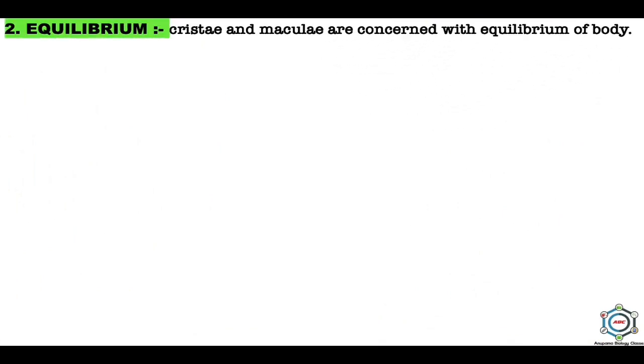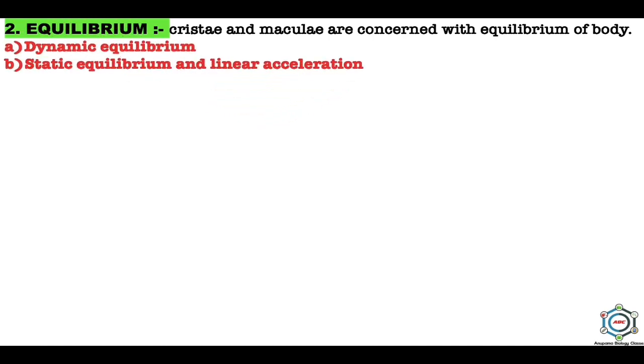Now the second function, that is the equilibrium. Here the cristae and maculae are concerned with the equilibrium of the body. It is of two types. First one is the dynamic equilibrium and the second is static equilibrium and linear acceleration.